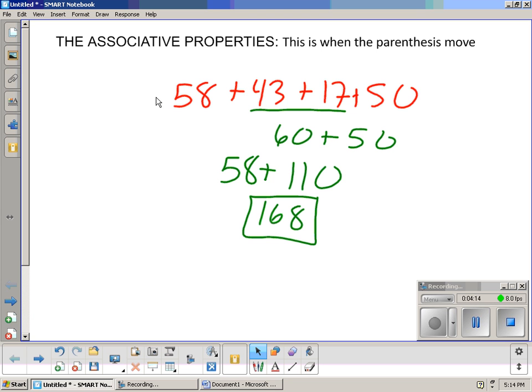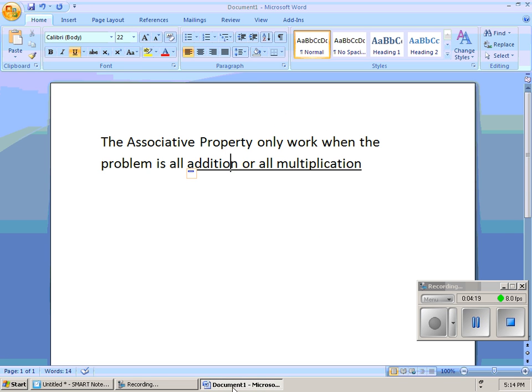Now, my take-home message is this: the associative property only works when the problems are all addition or all multiplication. So if you stop the video right now and go back and look, the 3 problems that I gave you were either 100% addition or 100% multiplication. Okay, so associative property: the way you're going to see it on tests is the one where the parentheses move. But how you're going to use it in real life is it lets you pick and choose which addition problem you want to do first. Cool? Thanks.